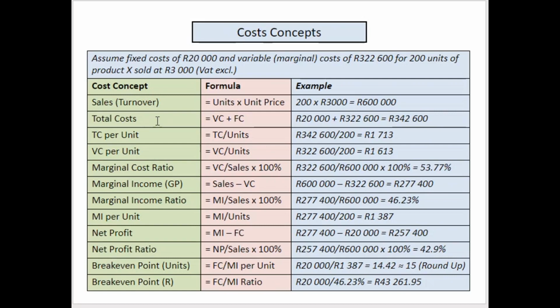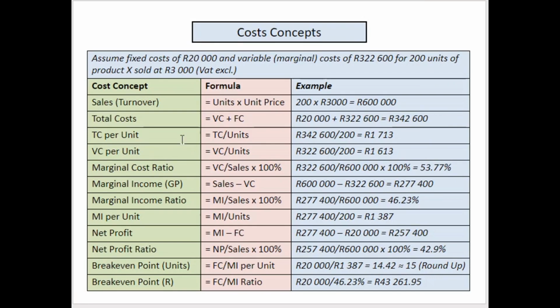So therefore, the total cost is the sum of the two. So we simply go and we say 20,000 given plus 322,600 gives us 342,600. Okay. Once we have that, we can now calculate the total cost per unit. And the total cost per unit is simply the total cost that we have just calculated divided by the number of units as it is given, which is 200.